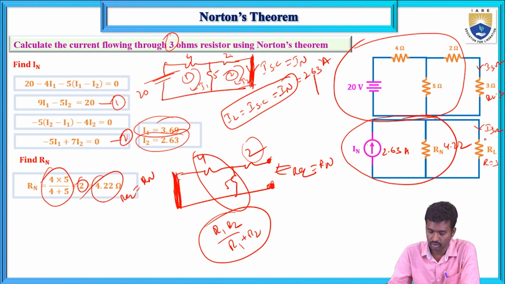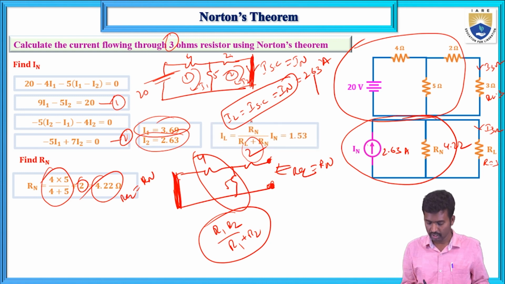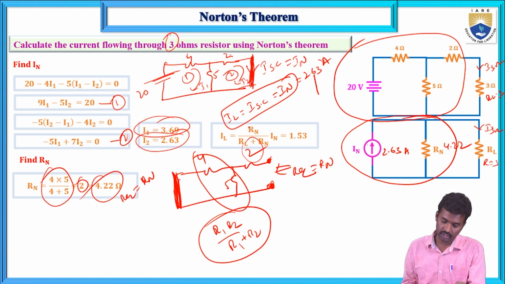Now you can use the current division rule. The two branches RN and RL are connected in parallel and IN is the total current. Here we need the RL current. The load resistance current IRL equals RN divided by RL plus RN, into IN. That is the opposite branch resistance divided by the total resistance, into IN, and that equals 1.53 amperes.